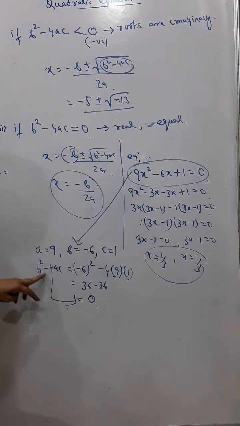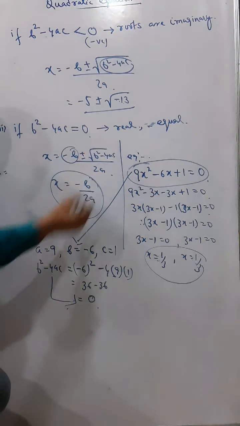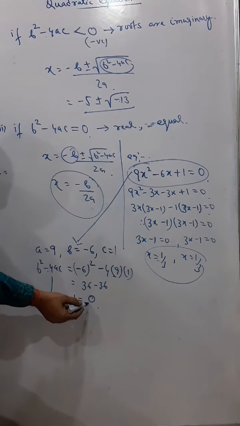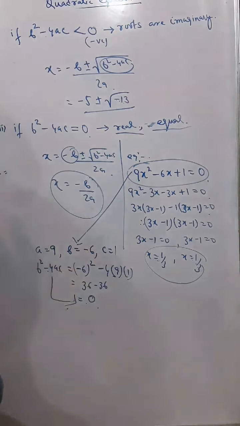So directly we can say b square minus 4ac is equal to 0, and therefore we say that since the discriminant b square minus 4ac is equal to 0, the roots are real and equal. So the roots are real and equal. Okay, understand?